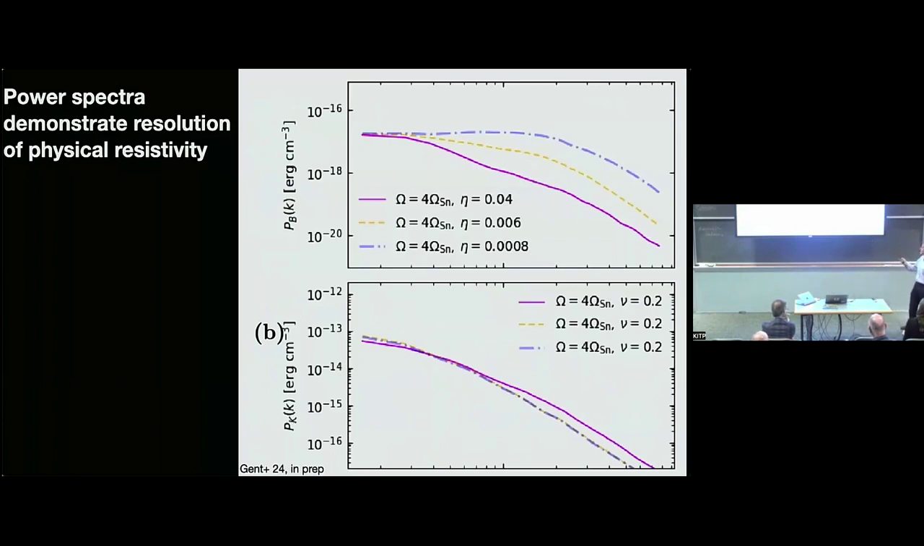And lo and behold, here we are, 8 times 10 to the minus 4, and that's this line. There's the dissipation scale. 6 times 10 to the minus 3, more resistivity. We've shifted over, and 4 times 10 to the minus 2, we've shifted over again. So we really are resolving a Laplacian resistivity. We've done the same exercise for the viscosity, but not here, because we were holding the viscosity constant to vary the resistivity.